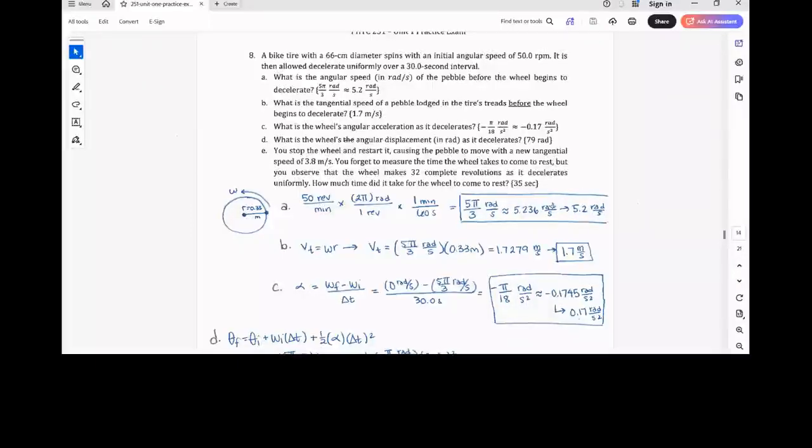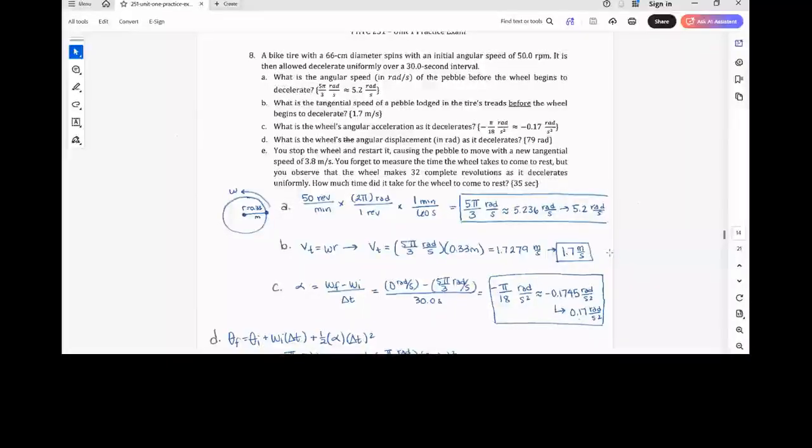And now that I have that in the appropriate units, I can just go straight to the tangential speed equation to figure out what the tangential speed would be in meters per second for the pebble that's lodged in the treads. I know the diameter of the bike tire, so the radius is what I need to multiply by omega in radian per second. And this combination, radian times meters over second, is just identical to meters per second. So that's where the 1.7 meters per second comes from.